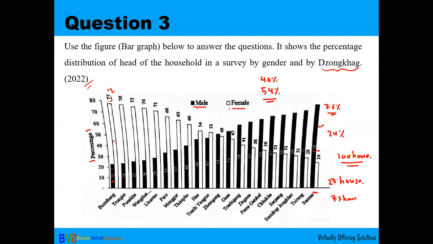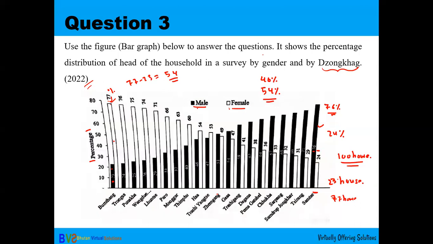For the first state, female is more than male, the most drastic. So 77 minus 23, you will get 54. A drastic difference, whereas male has a lower percentage. So the gender gap is high there.